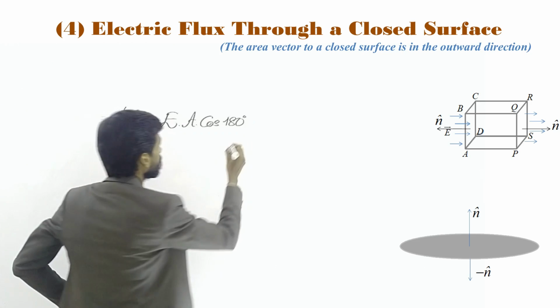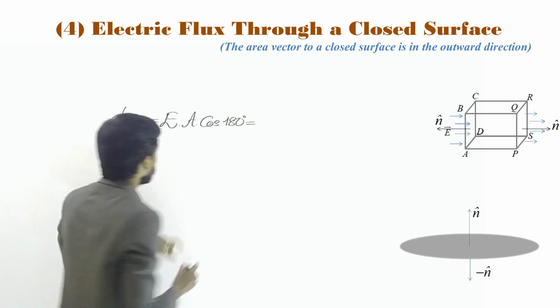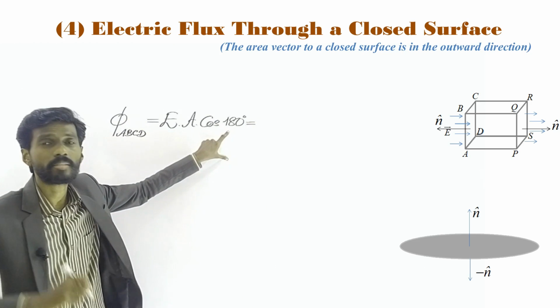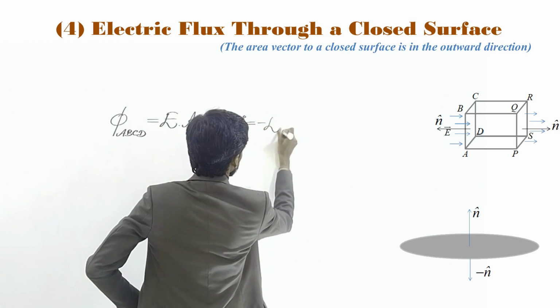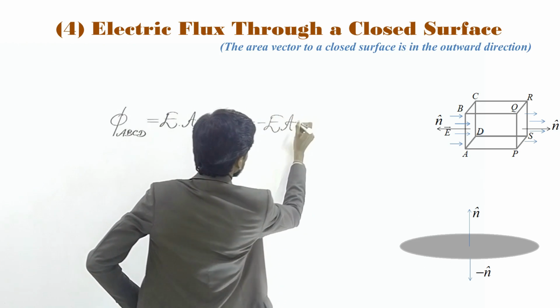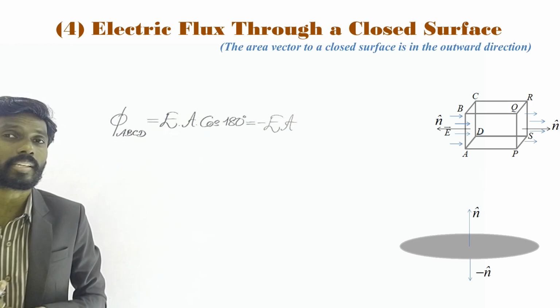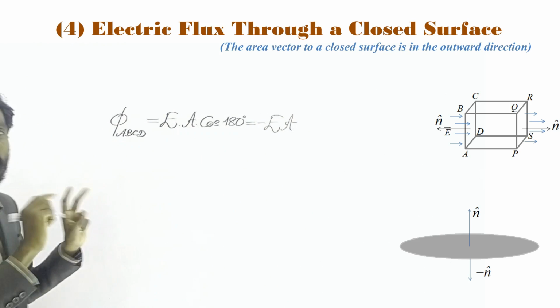If you simplify this, cos 180 degrees is minus 1. So this is E times A times minus 1, that is minus EA. That is the electric flux through the surface ABCD.